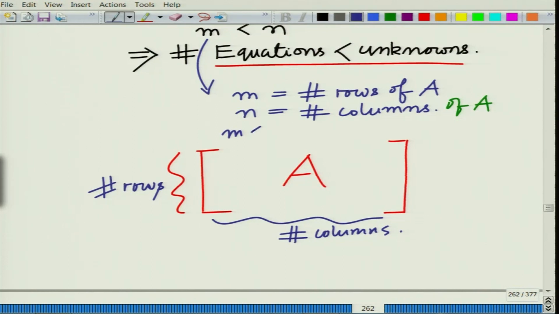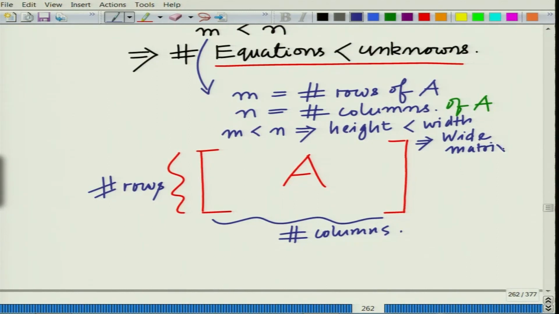This implies m less than n, that the height of the matrix, if you look at the number of rows as the height, is less than the width. This implies this is what is known as a wide matrix. If you want to form a picture of the system in your mind, it is always useful to form a mental picture. So, we have an underdetermined system of linear equations.